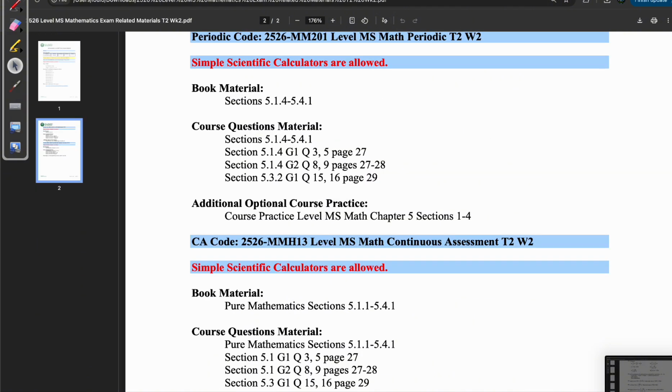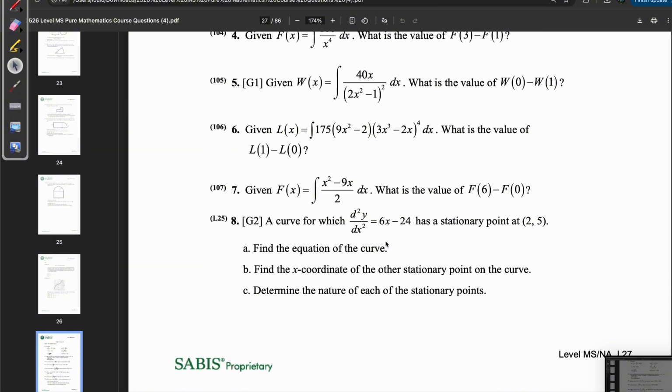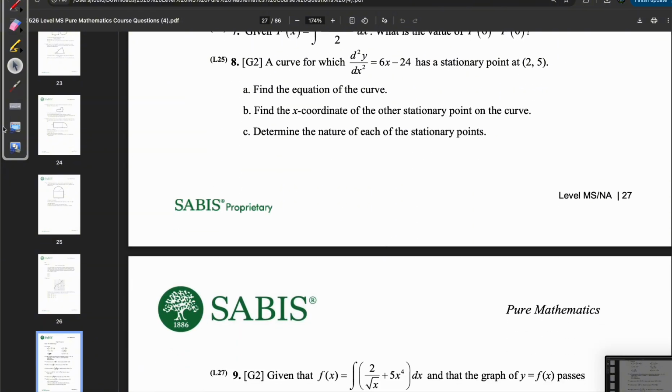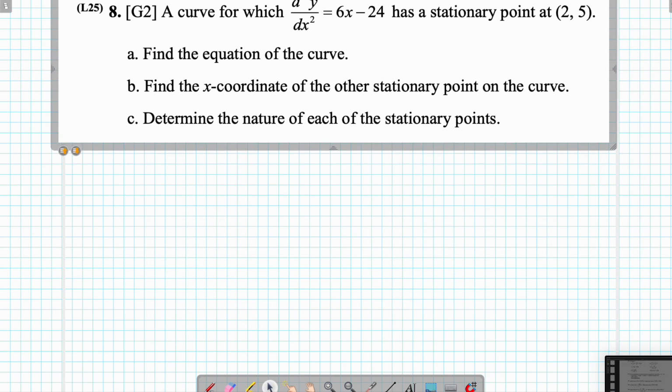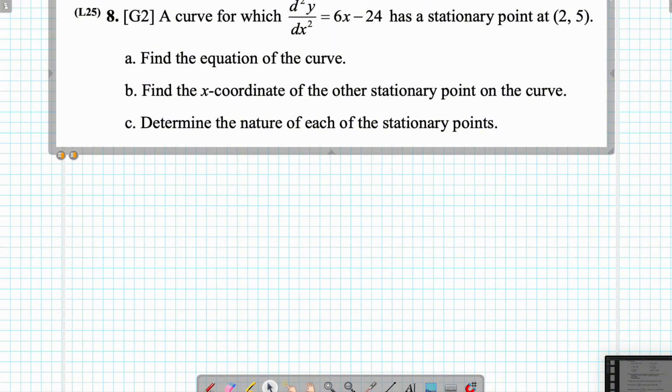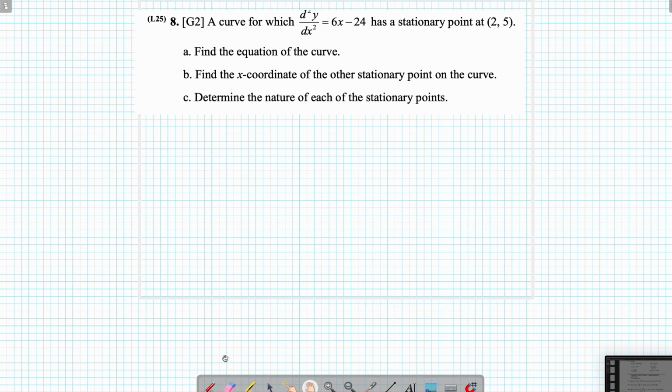Let's check the material. So questions 8 and 9. A curve for which the second derivative is equal to 6x minus 24 has a stationary point at 2, 5. Find the equation of the curve. So first, let's find the first derivative by integrating 6x minus 24. So that will get us 3x squared minus 24x. Don't forget the plus c.